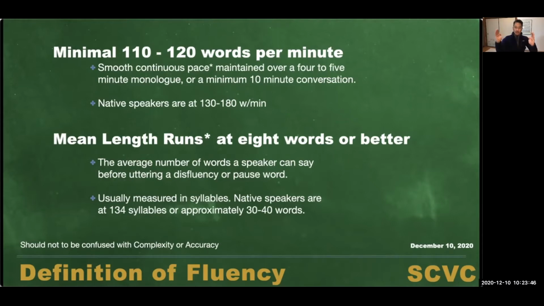Can you say 8 words all the way through without any ums or uhs? Those kinds of filler words, gap words, are what are called disfluencies. Now, a second language speaker, if they can achieve a mean length run at 8 words or better in a meaningful utterance, so you're not just saying chocolate, chocolate, chocolate. That's not really communicating that much, although it's obvious you have chocolate on your mind. If you can say a meaningful utterance through 8 words without pausing, without stopping, maintaining your pace at 110 to 120 words per minute, that is the other facet of fluency that is an important target to be had.